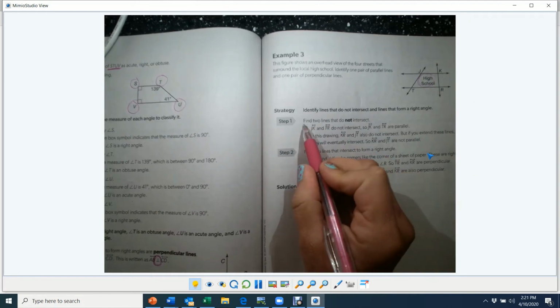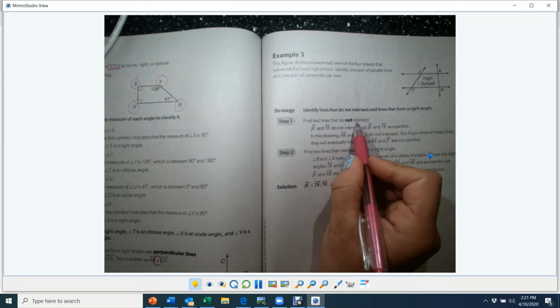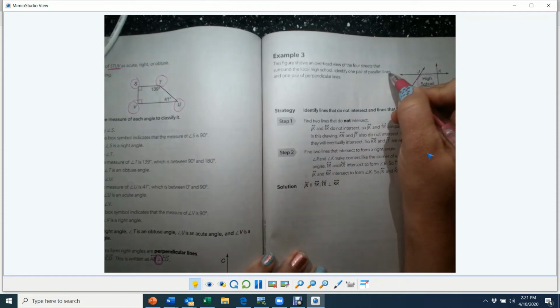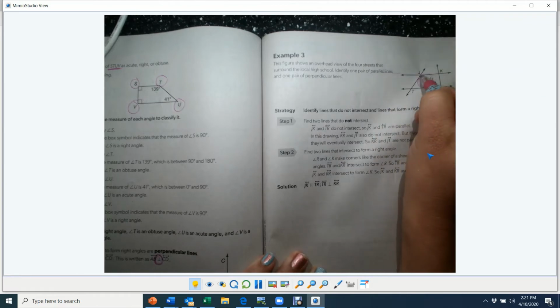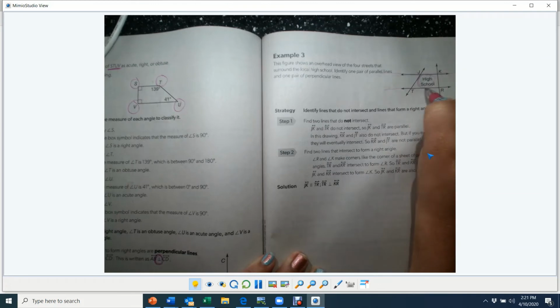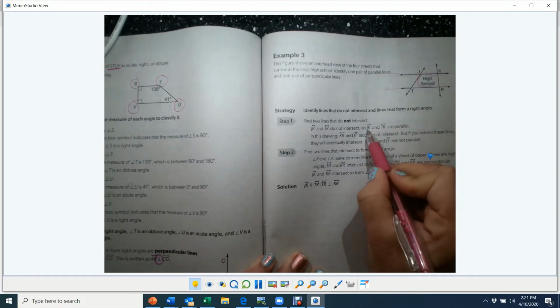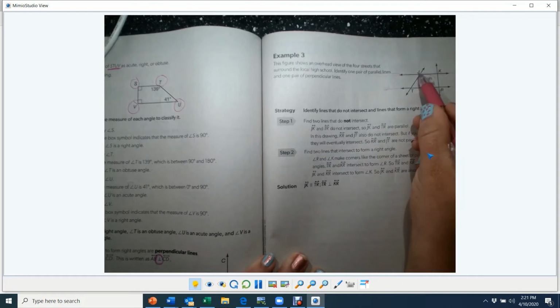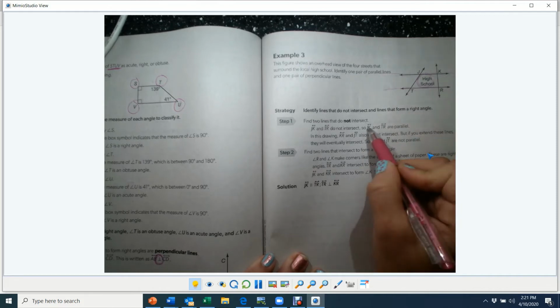All right, so for step 1, they're saying we need to find 2 lines that do not intersect. Well, if you look up here, this line and this line are never going to intersect. So line JK and line TR are parallel.